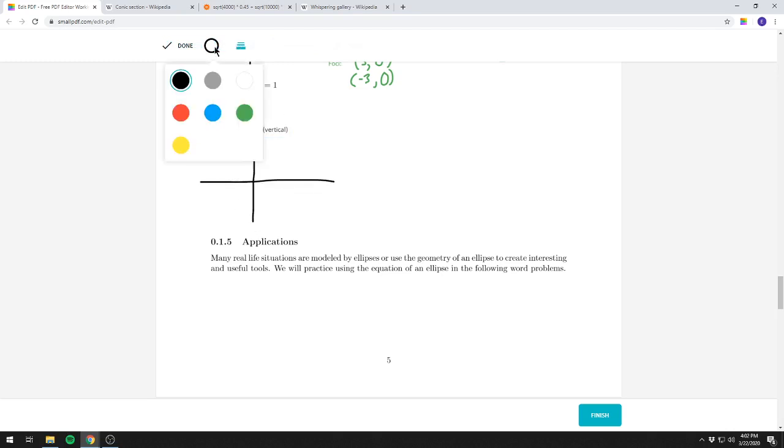So you can give yourself a little sketch. And I'll reiterate, I'm no artist, I'm not trying to be an artist, it's just to give you a visualization of what's going on. Right, so that is our major axis, vertical major axis. The vertices are at the top and the bottom. The foci are somewhere in between.